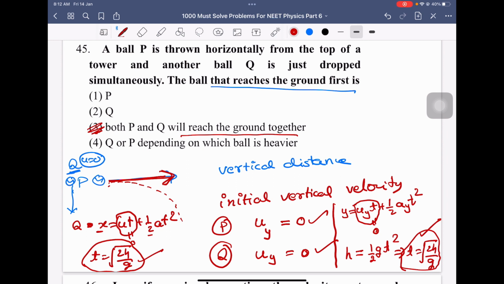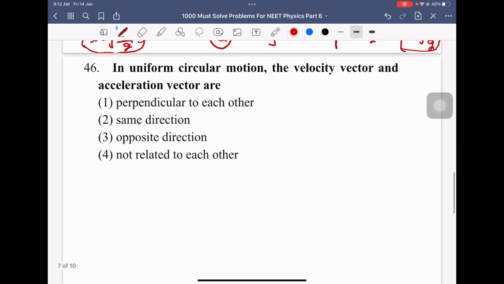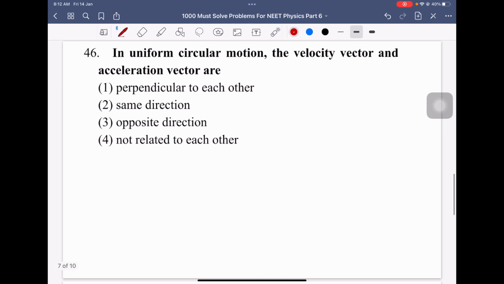But it is a conceptual question. What you can say is, since both the balls P and Q have initial vertical velocity 0, they take same time in traveling vertical distance, because motion in one dimension is independent of motion in another dimension. We will go to question number 46.